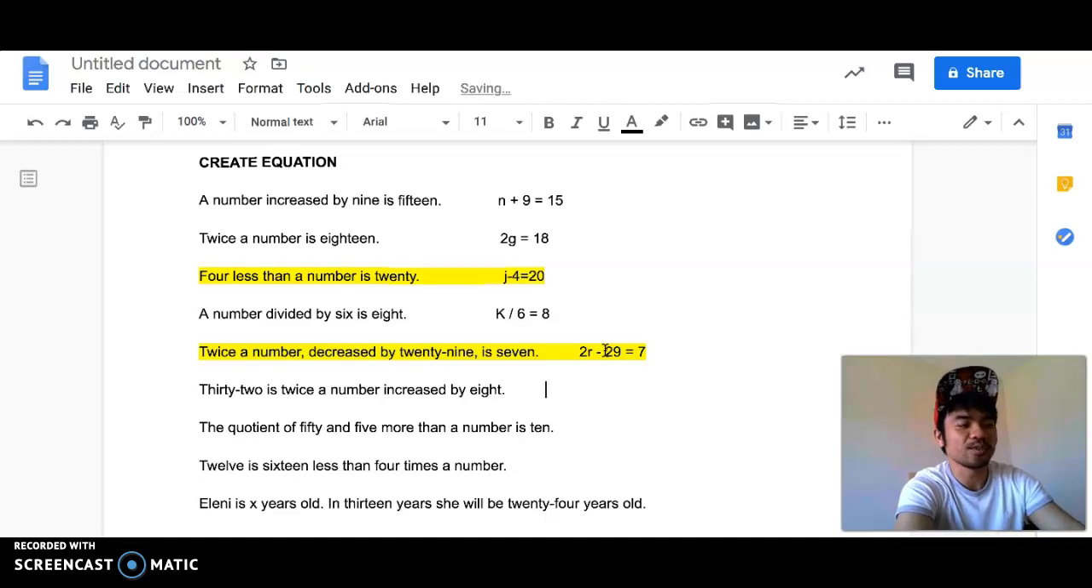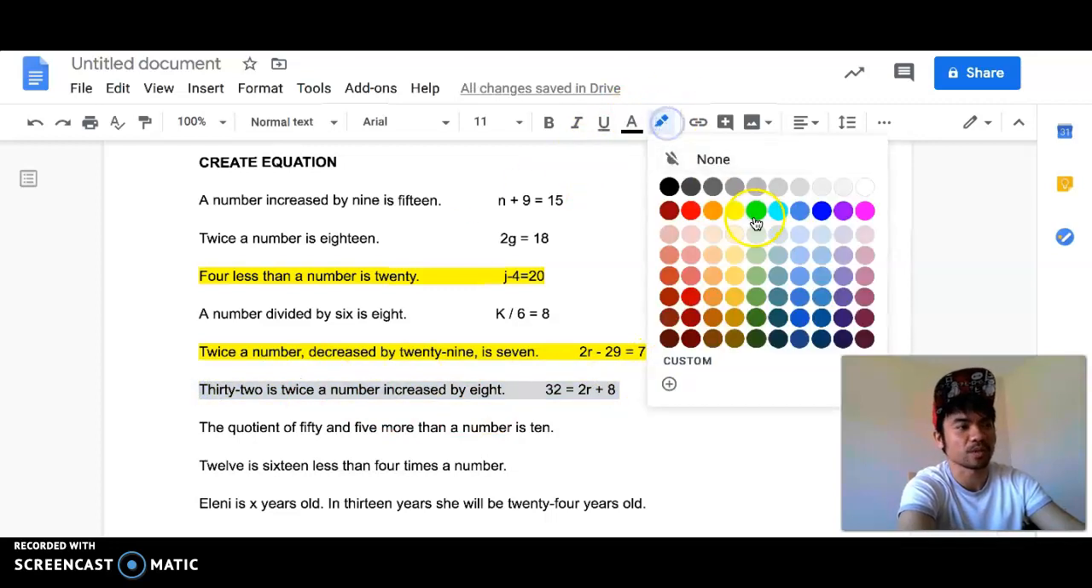Now this one, 32 is twice a number increased by 8. Okay, so now look at this. 32 is twice a number plus 8. Okay, so I'm gonna highlight this one because I know some of you might make a mistake on this one.